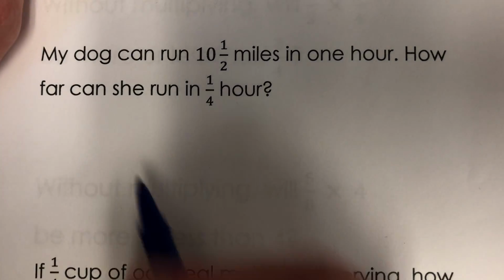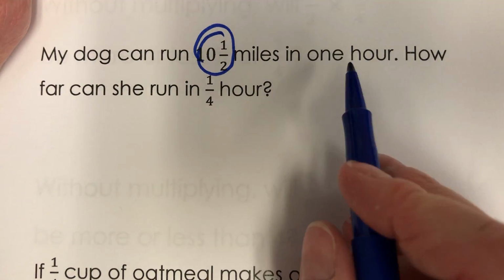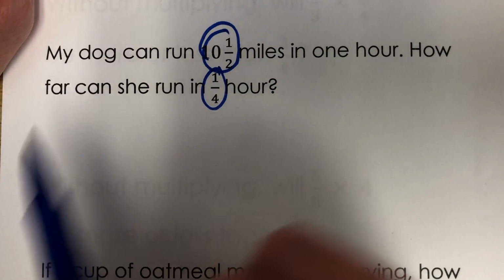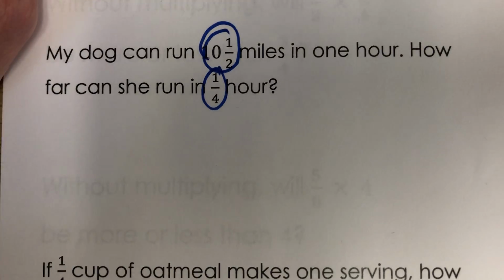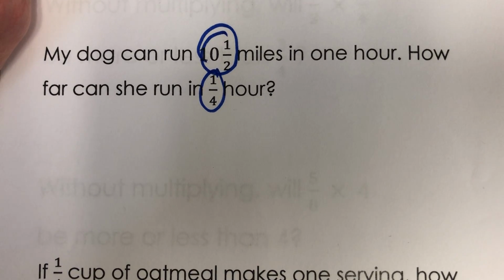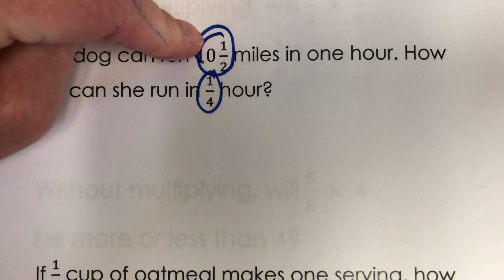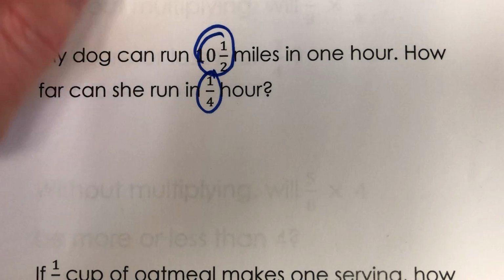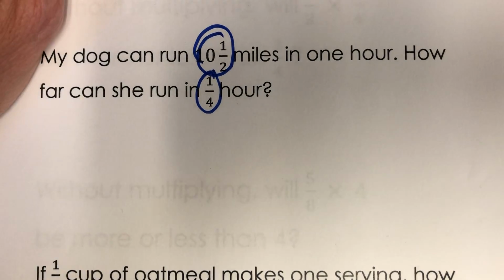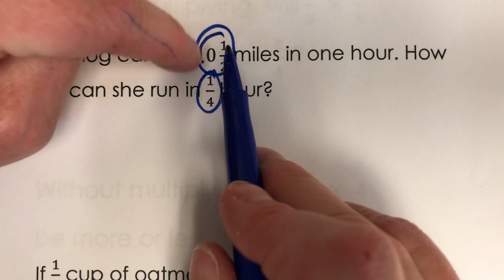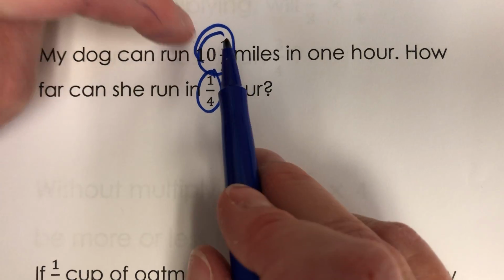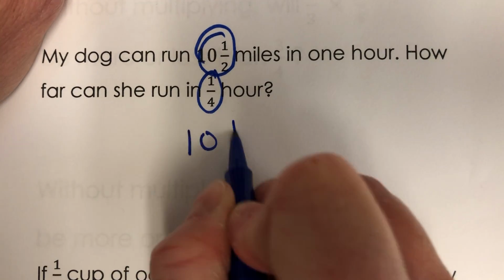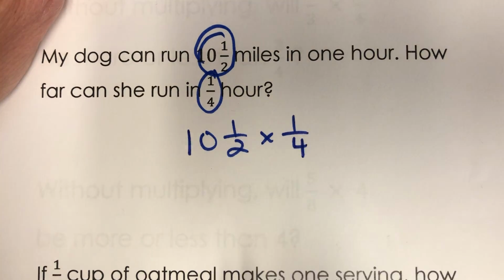All right, my dog can run 10 and a half miles in 1 hour. How far can she run in 1/4 of an hour? All right, so if I want to find this distance, just think about this problem, because a lot of people want to divide, and this is multiplication. If I said my dog can run 10 miles in 1 hour, how far can she run in 5 hours? Wouldn't you take 10 times 5? Yeah. So instead of 10 times 5, we would take 10 and a half times 1/4. We're multiplying that rate by the time. So you would want to take 10 and a half times 1/4.